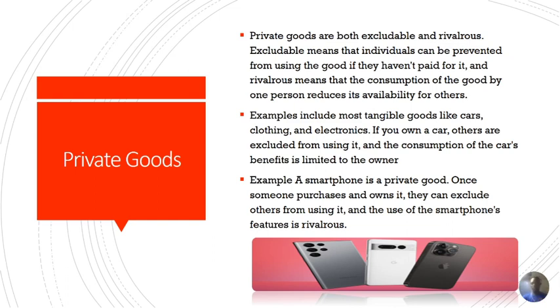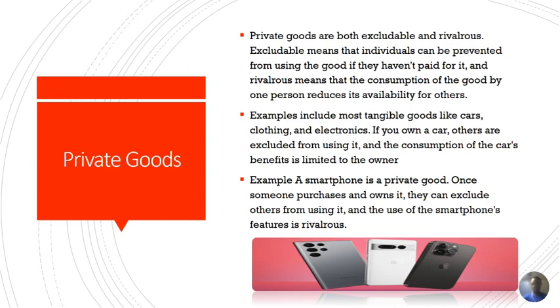So, for example, we have most tangible goods like cars, clothing, and electronics. If you own a car, others can be excluded from using it because you are the sole owner of the car. At the same time, the consumption of the car's benefits is limited to the owner. That's how we have to look at that.